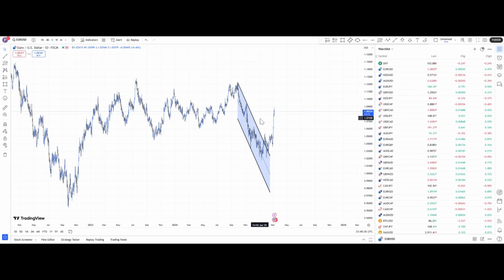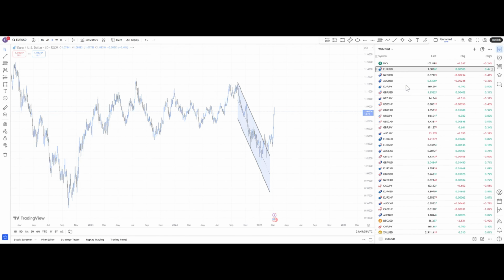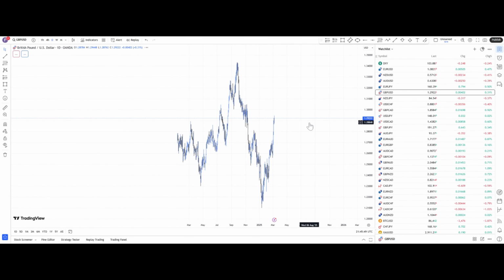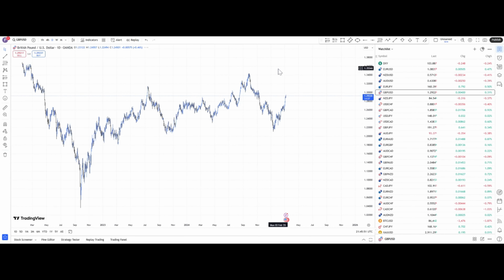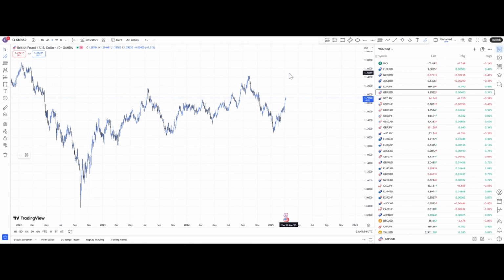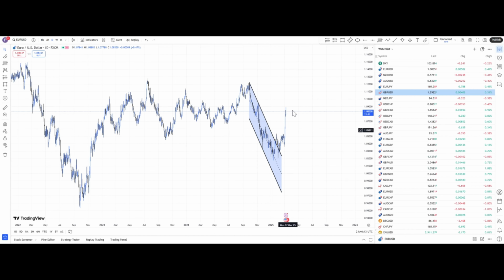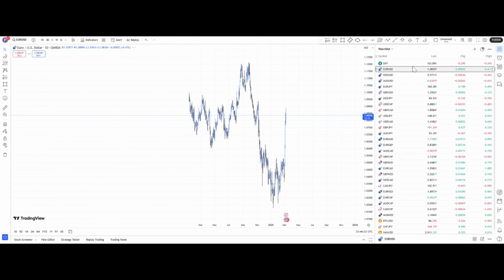Now for positive correlation, you can see that the Euro USD is going up and also the GBP USD will also be going upward. So this is the GBP USD. We can see the GBP USD is also going up just like the Euro USD. We can also draw the same counter trend line. You can see how the market is pushing upward on GBP USD, and if you take Euro USD, you can see Euro USD is going up. So this is a positive correlation, meaning that these two pairs are going in the same direction.